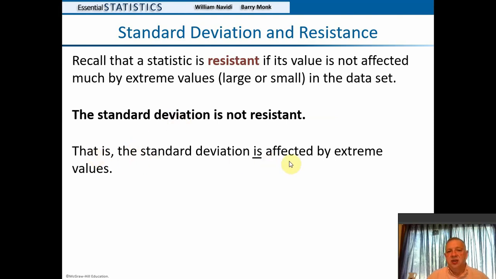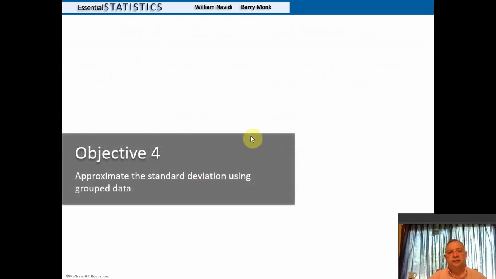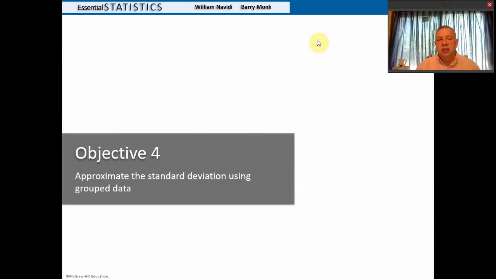So that is, the standard deviation is affected by extreme values, or is it not resistant to those? So here's back to our tables. Go back up here so you keep up with it. We did group data when we approximated the mean using group data. Those were data that had been listed with the frequency within a class. We're going to do the very same thing, and in fact, we're going to have to do that mean to start with.